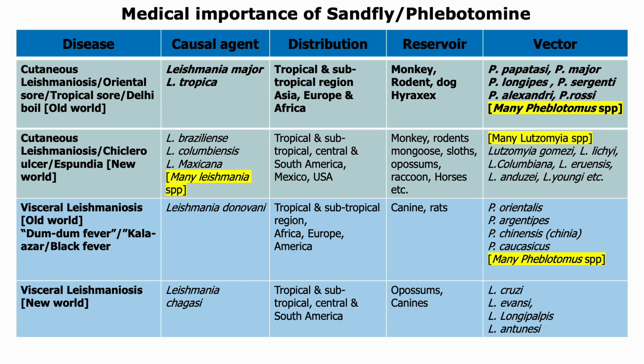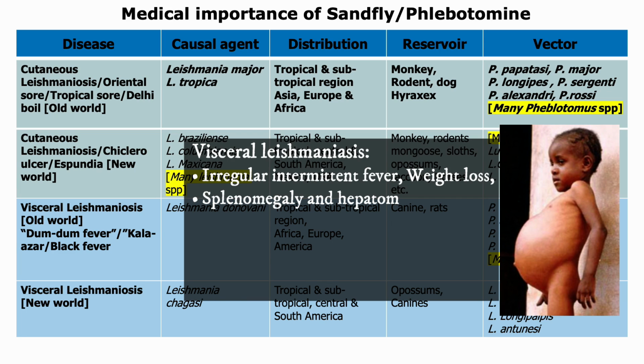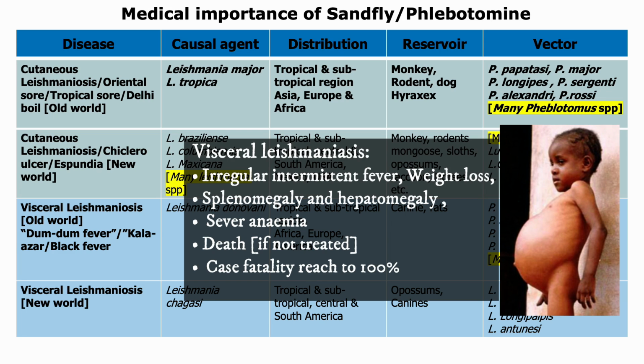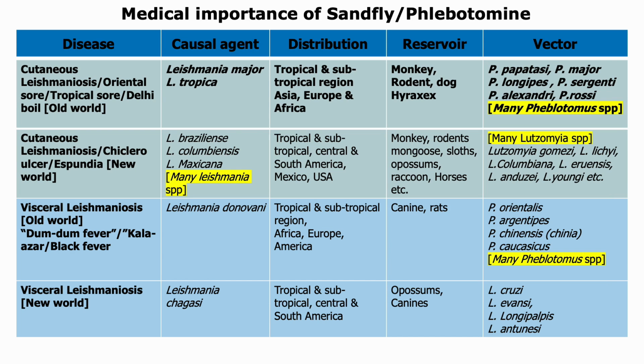Remember, people become sick not due to the bites of the sandflies, but due to the Leishmania transmitted by the sandfly. Visceral leishmaniasis is characterized by irregular intermittent fever, substantial weight loss, swelling of the spleen and liver, and serious anemia. If not treated, the fatality rate can be as high as 100% within 2 years of infection.